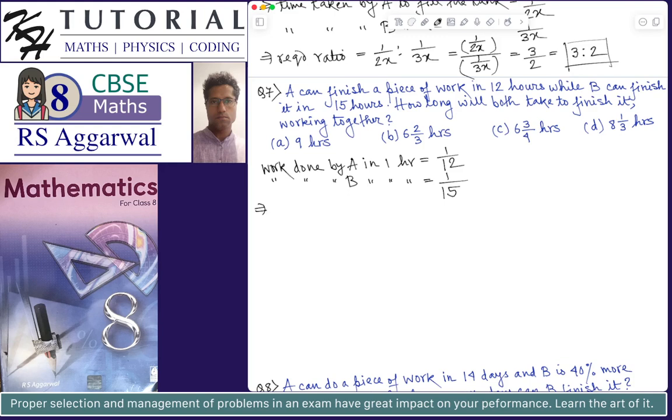So this implies work done by A plus B, that is when both A and B are working together, in 1 hour will be equal to 1 by 12 plus 1 by 15. This is equal to, the LCM will be 60, 5 plus 4, that is 9 by 60. 9 by 60 is equal to 3 by 20.